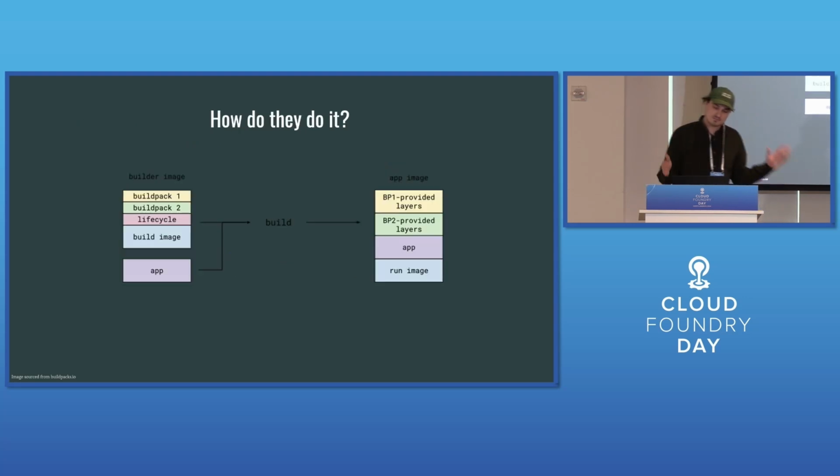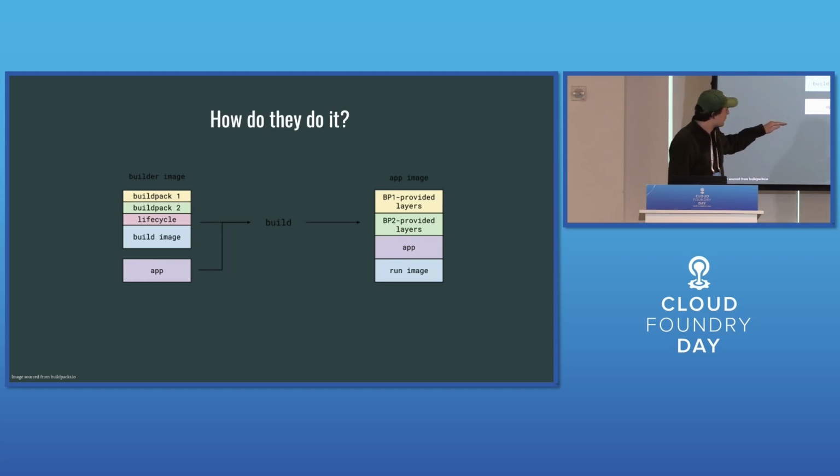How do they do that? Well, I've taken this from the buildpacks.io website. You take the build pack, however many that you have, and run them on top of the lifecycle, which is on top of that build image that was inside of the stack. You add the app bits, you run a build, and out comes a build pack layer. I have another build pack layer, I have the app, and it's all on top of the run image.